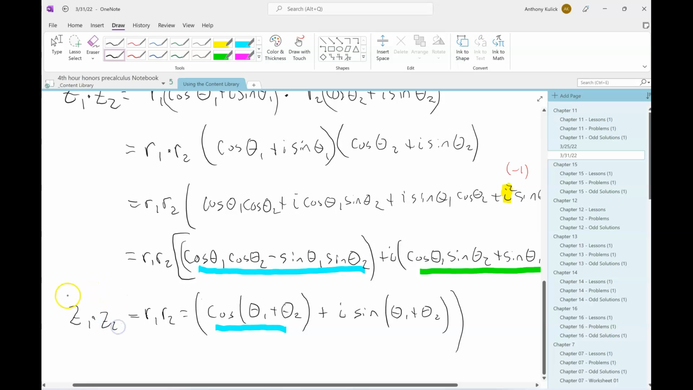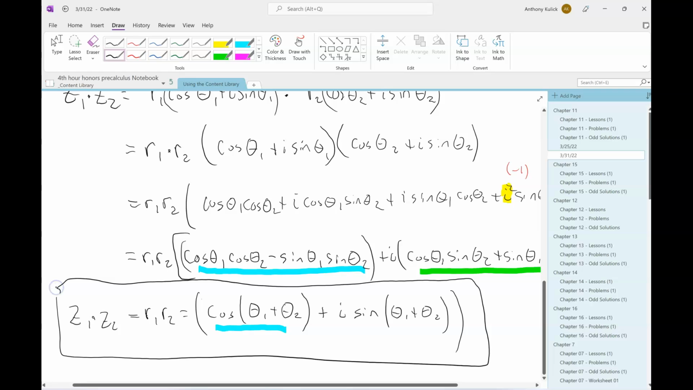Whoa, whoa, whoa. That's a pretty stinking nice formula. What's that saying? If I want to multiply two complex numbers in trigonometric form, I just multiply the r's together and I add the thetas together. Boom, done.